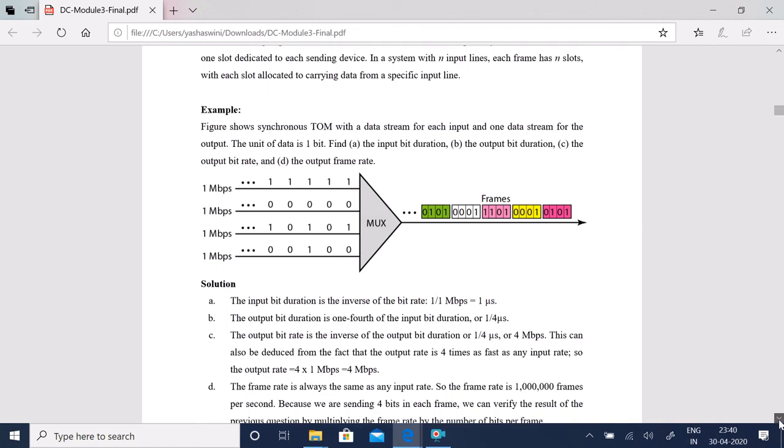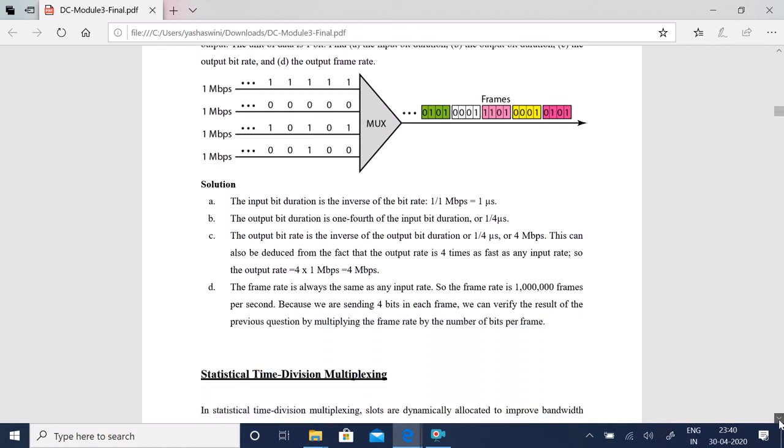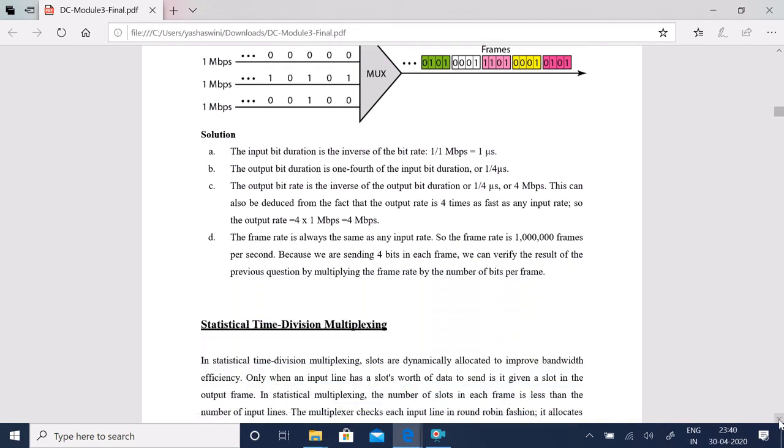The frame rate is always the same as the input rate. So the frame rate is this many frames per second, because we are sending 4 bits for each frame. We can verify the result with the previous answer by multiplying the frame rate that you have got with the number of bits. So this is about synchronous time division multiplexing.